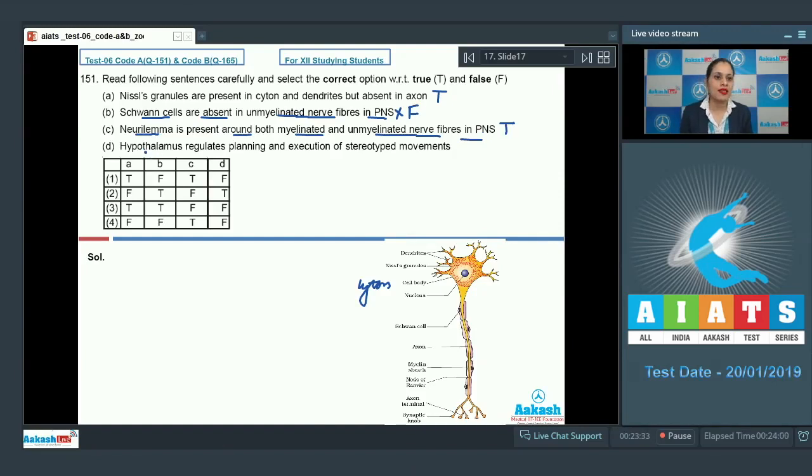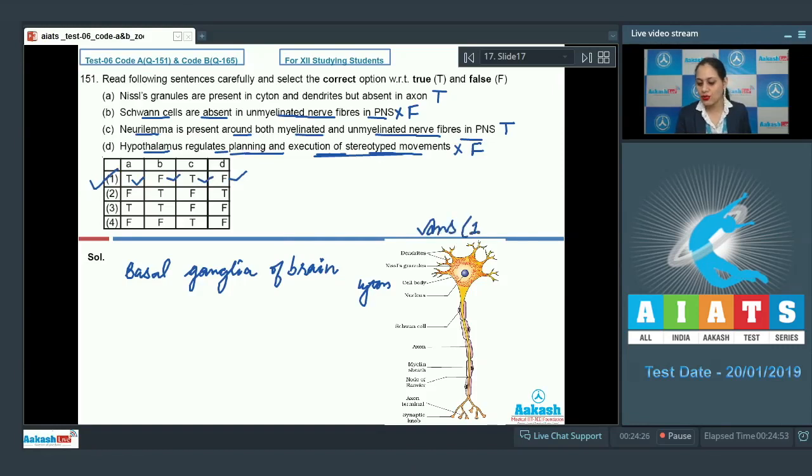The last statement given is, hypothalamus regulates planning and execution of stereotyped movement. This is an incorrect statement, so it is false, because it is not hypothalamus but basal ganglia of the brain which regulates planning and execution of stereotyped movement. So the correct answer to this question is option number 1, that is true, false, true, false. Let's proceed to the next question.